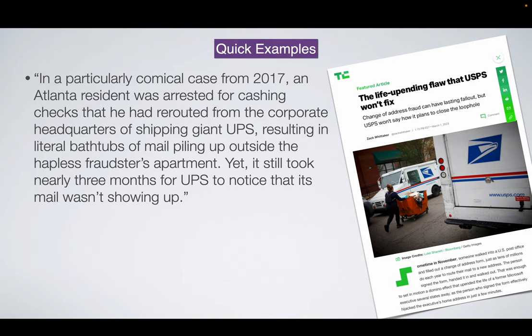So then this guy started getting all the emails, or sorry, all the mail, and there were some payroll checks and things like that. And then he started cashing them, and that's how he got caught. But anyways, it goes on and it says that it resulted in literal bathtubs of mail piling up outside the hapless fraudster's apartment. So there was so much mail because it's corporate mail, right? He couldn't even keep it all in his apartment. So he had huge piles of mail outside of his apartment.